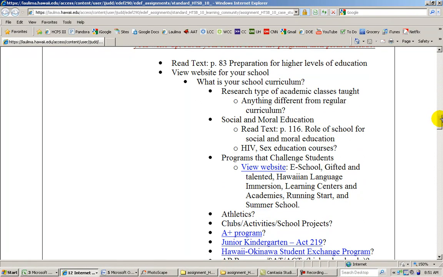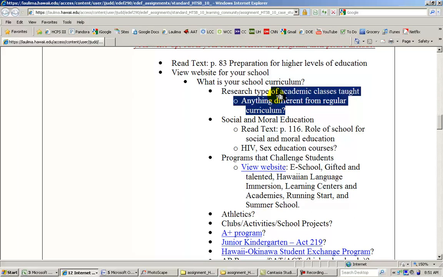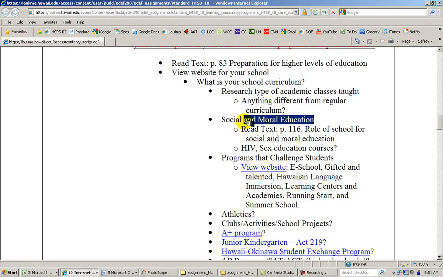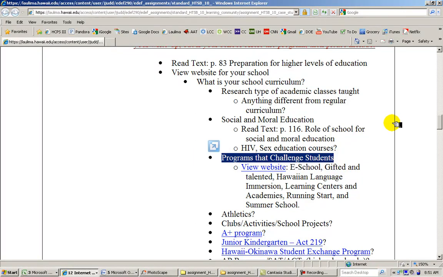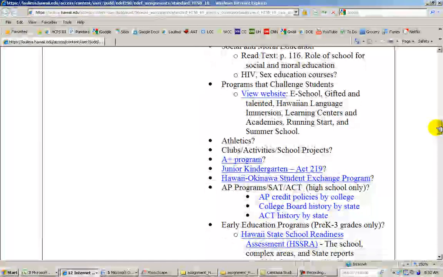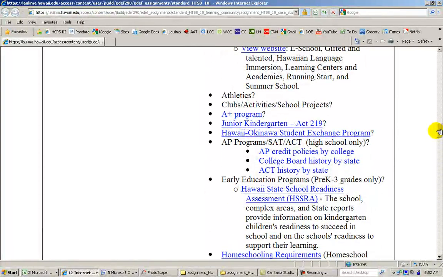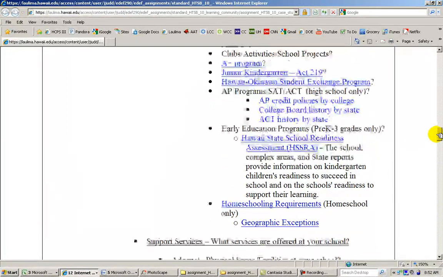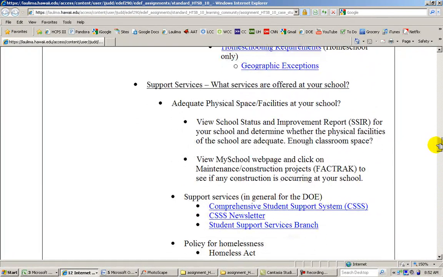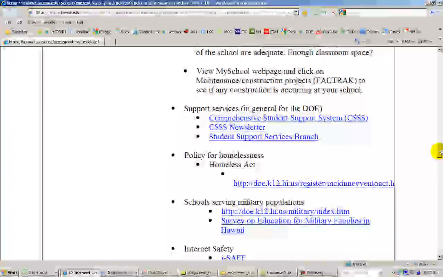So what is the school curriculum at your school? You want to look at the academic classes being taught. Is there any social or moral education going on? Are there any programs that challenge students, such as e-school, gifted and talented, Hawaiian language immersion, etc.? Are there any athletics, clubs, A+ programs, etc.? And then also explore what support services are available. Do you have good physical space and facilities?